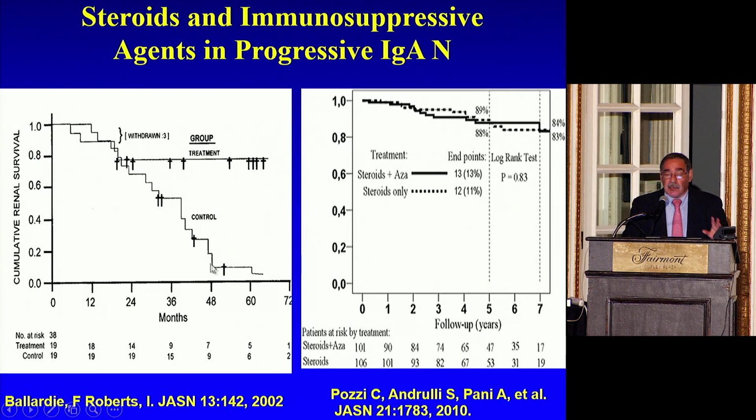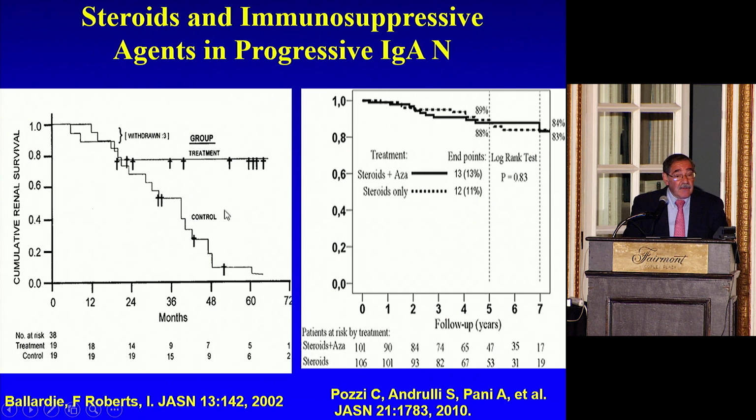I just want to mention other immunosuppressants briefly, because there are two older studies. One, the Ballard-E trial, used 3 months of cyclophosphamide followed by azathioprine for a number of years. The treatment group did great. The control group did terribly. Here's 5 years. At 5 years, everybody in the control group was in renal failure.